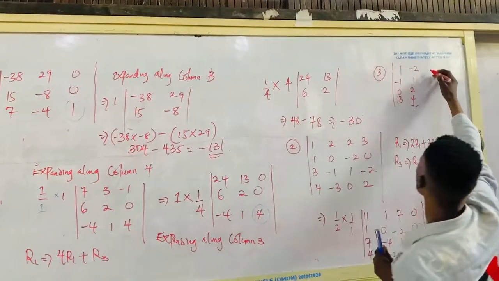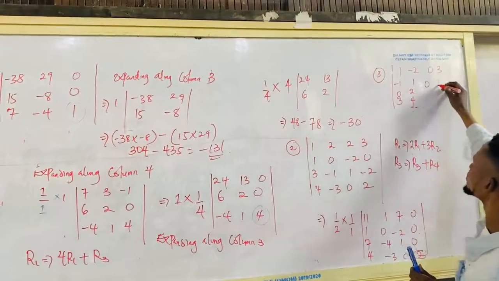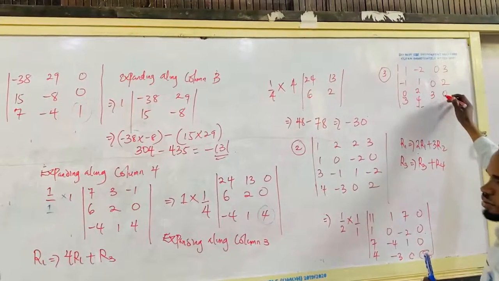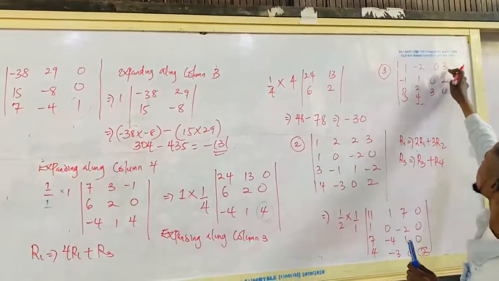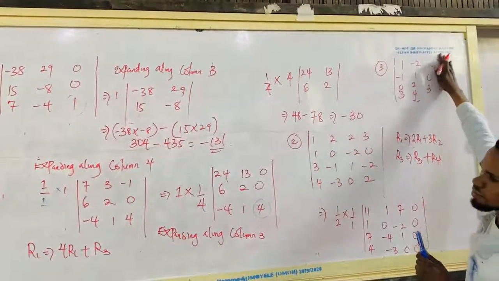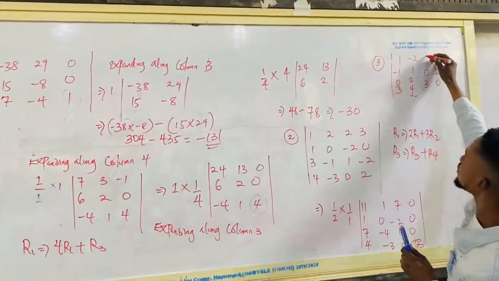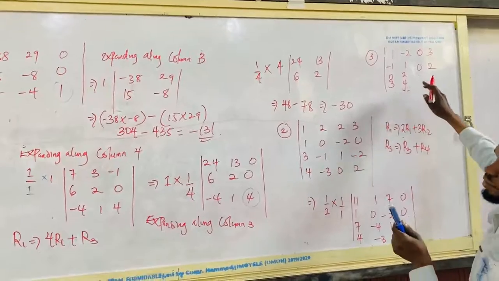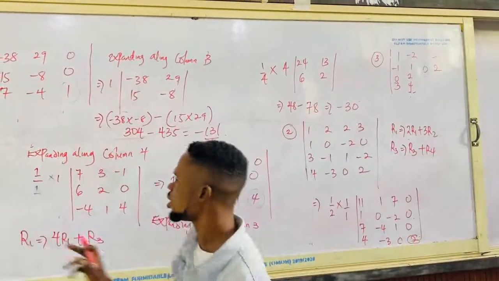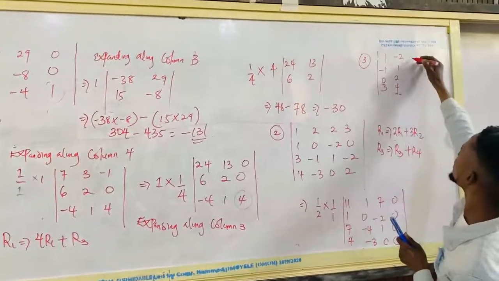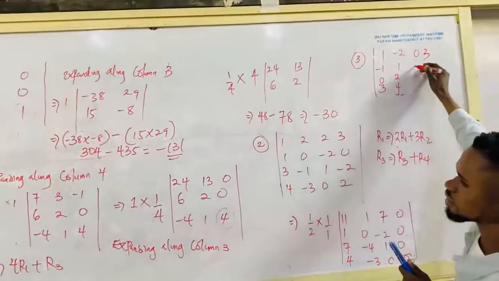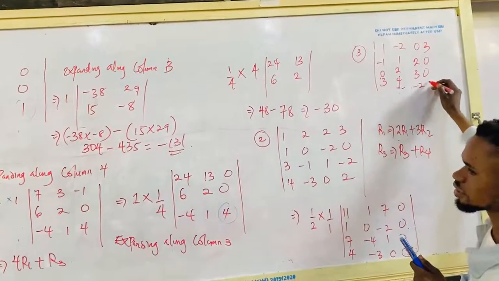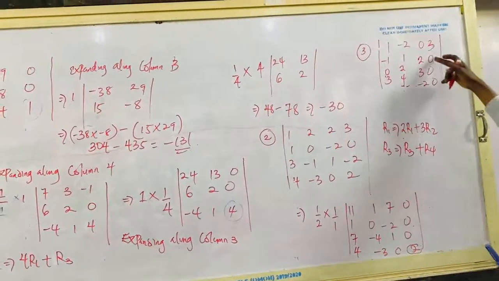That becomes 0, 3, 0, 2, 3, 0. This is 3, 0. That will be 0, 3. That's 2, 0. And that's 3, 0. And that's minus 2, and 0. So you notice there are 3 zeros here out of 4.